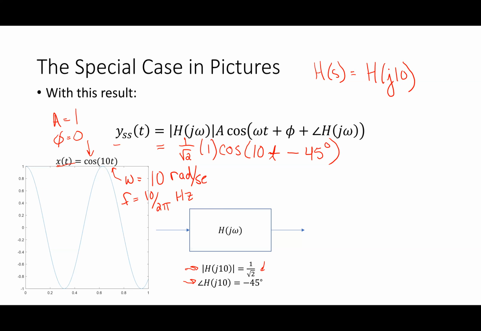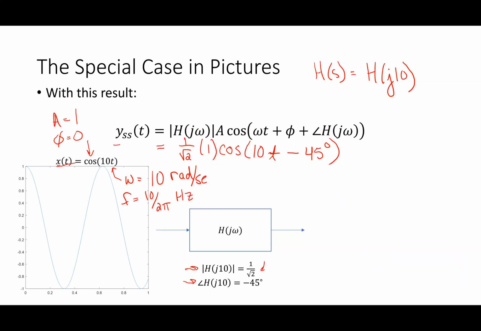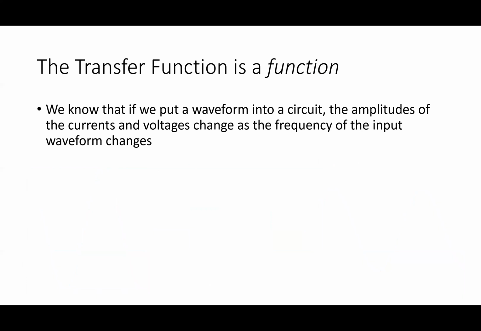So this expression for the steady state will work for any circuit with sinusoidal inputs? That's right, and we use that a lot. The transfer function is a function of S, where if I have sine waves, S equals j omega. It says that if I put a waveform into a circuit, the amplitudes of the currents and voltages change as the frequency of the input changes. That's something we already know, right?